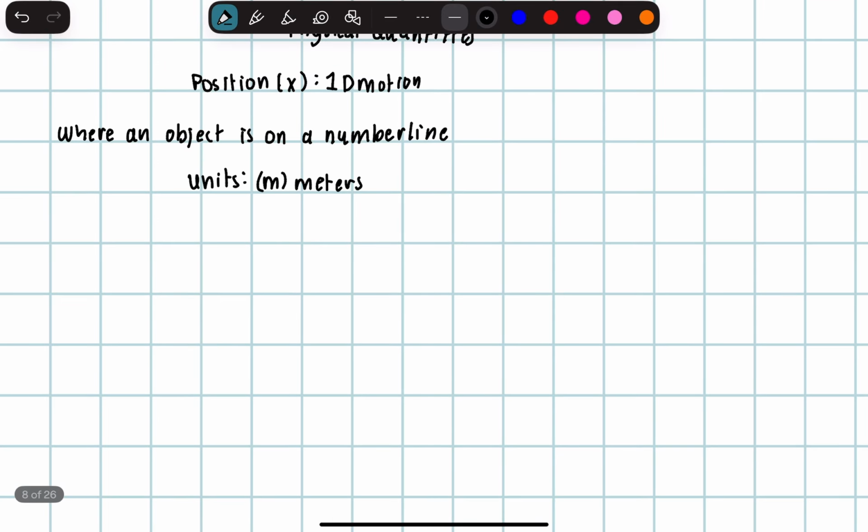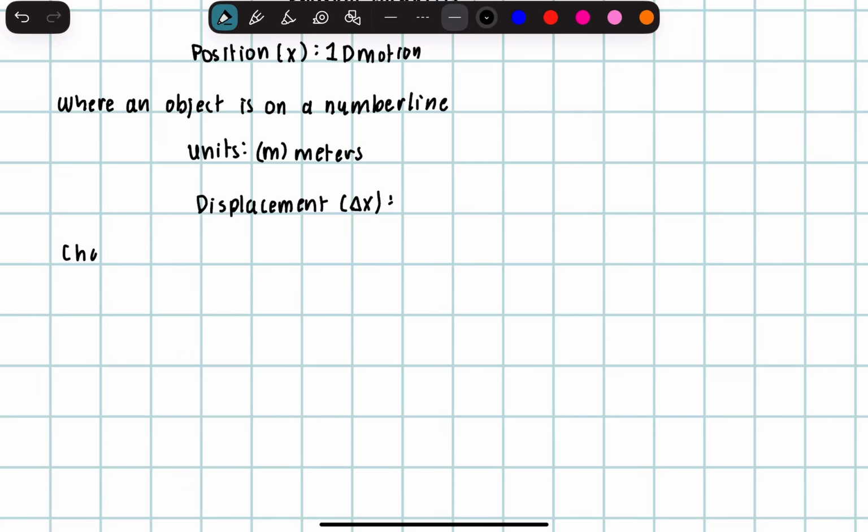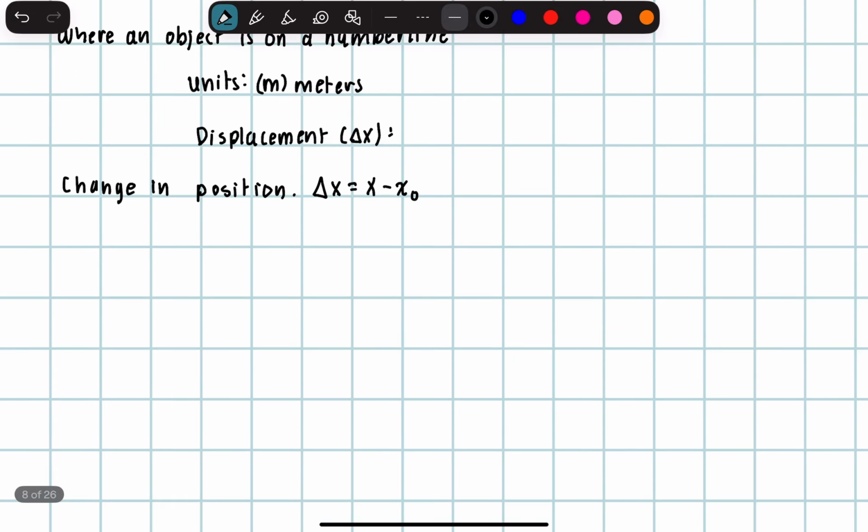Now, from here we can also discuss displacement. This is the change in position and is represented as delta x is equal to x minus the x initial. And displacement is signed, and also the direction matters.